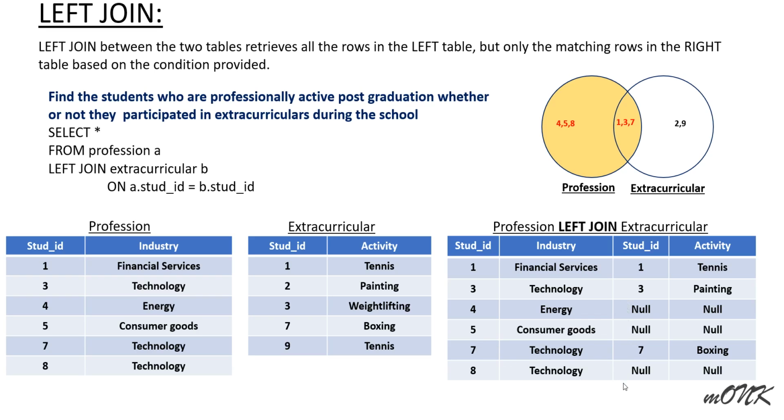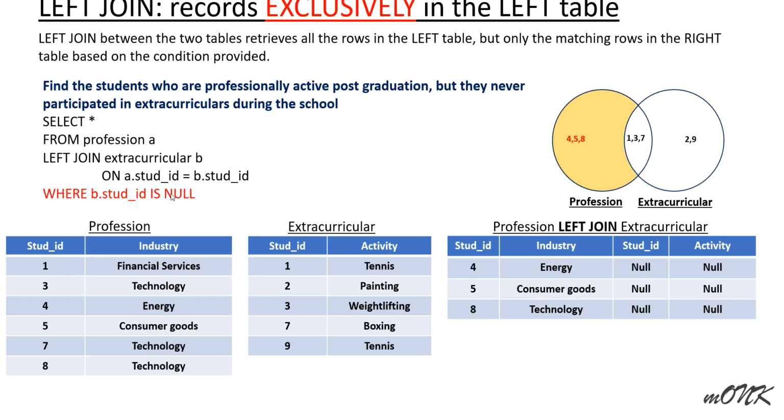The condition we are using in the where clause is where b.student_id is null. This student_id column came from the second table, the extracurricular table, so we are using the criteria that b.student_id is null. That precisely means these three columns. This is the new condition that came in when we want the records exclusively in the left table. I believe it makes sense. So we only want the student IDs 4, 5 and 8.